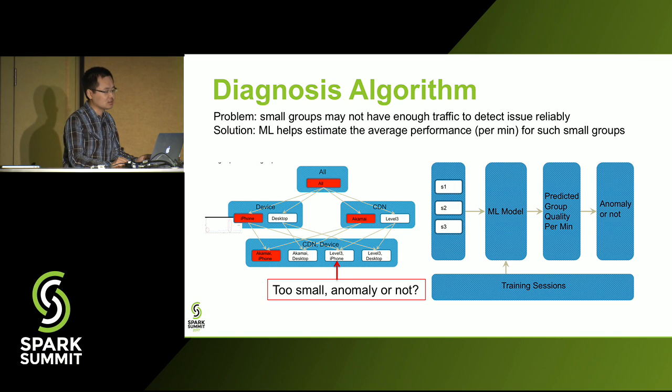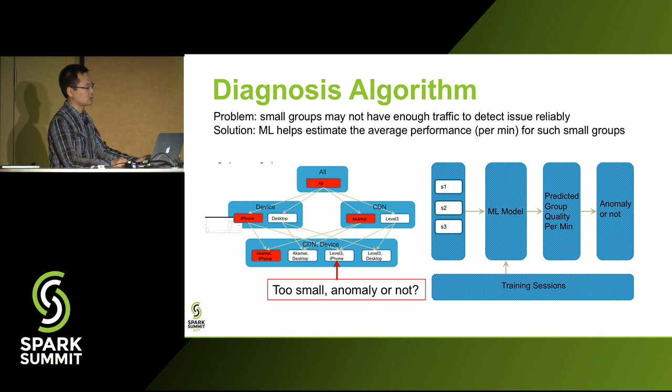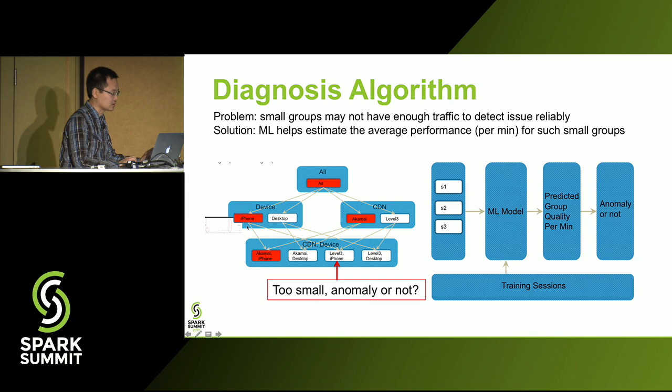So one limitation in the diagnosis algorithm is that sometimes we are not sure whether a small group has an anomaly or not because the small group has too little traffic and a very spiky time series. But this matters to us because, for example, if the level 3 iPhone has a problem, then we should blame the iPhone as a root cause instead of Akamai iPhone.